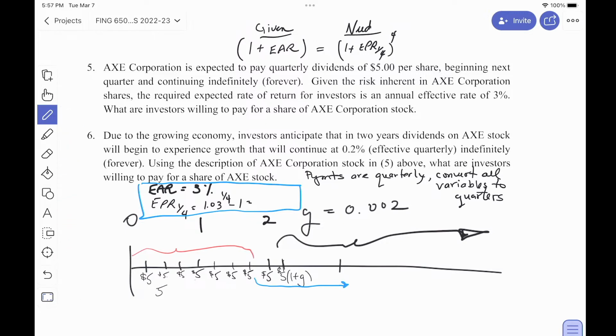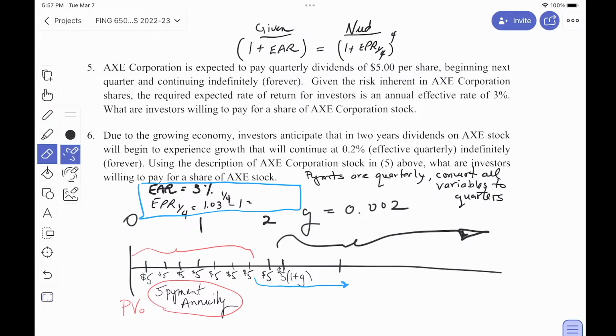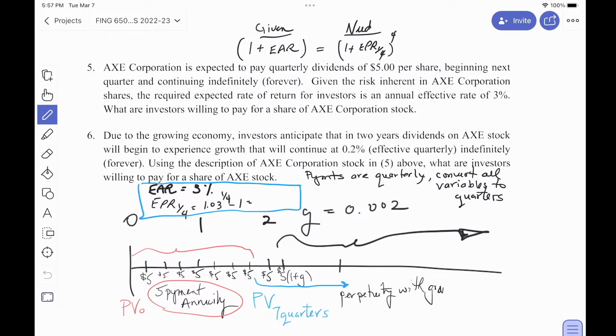So this is a 5 payment annuity will be the red, and then you'll get PV0 for that. PV0, you can call it part A or the red part. And then for this, the blue, it would be PV at 7/4. It will be a perpetuity with growth at 7/4.